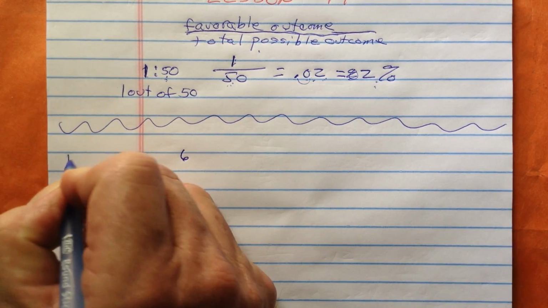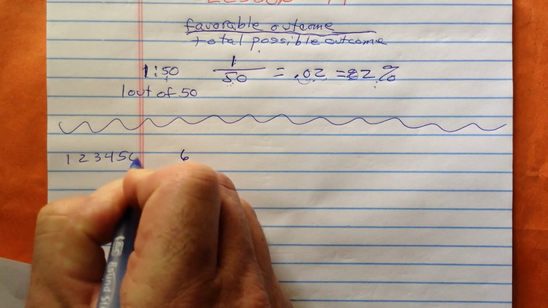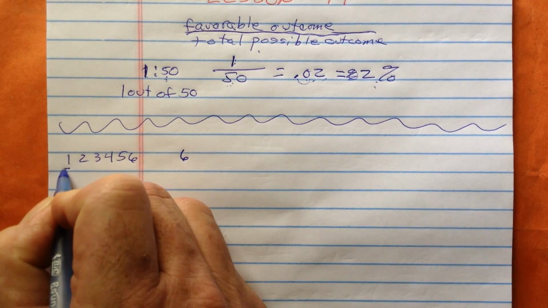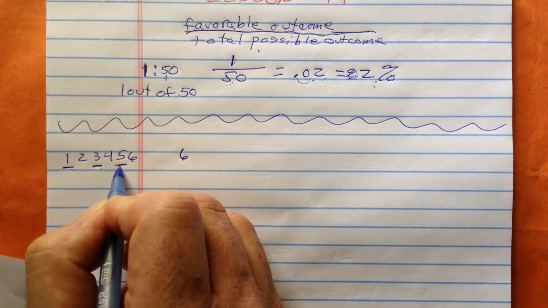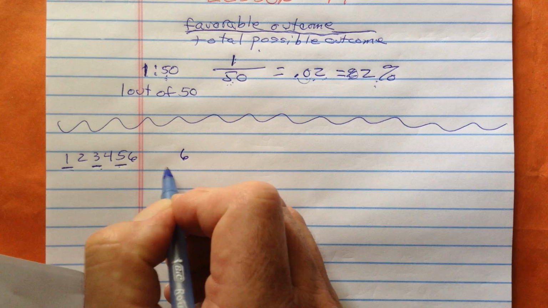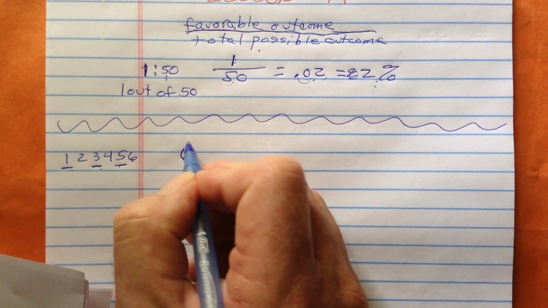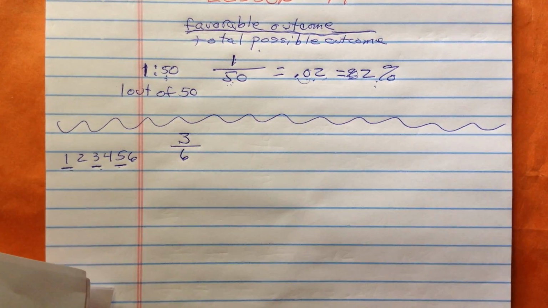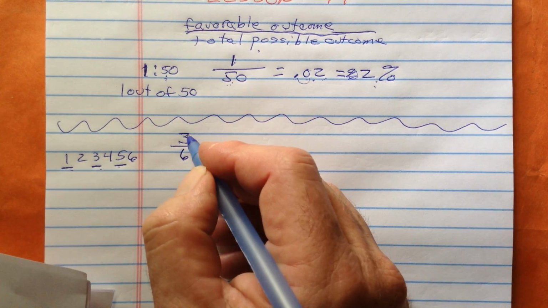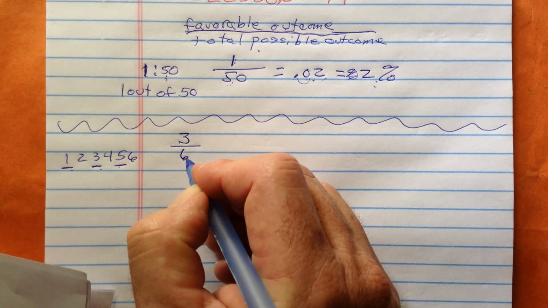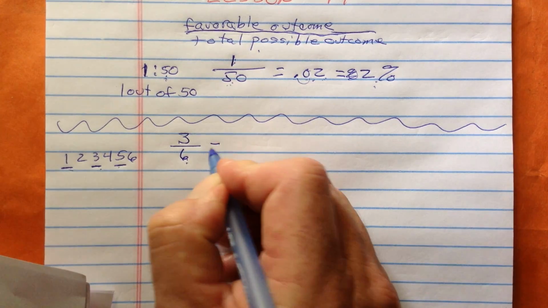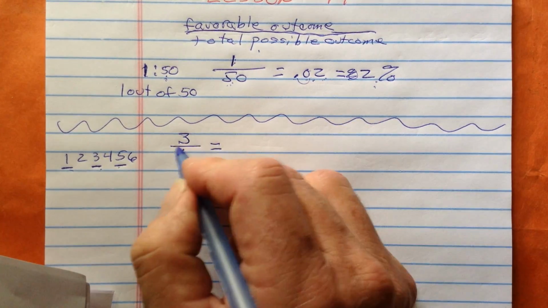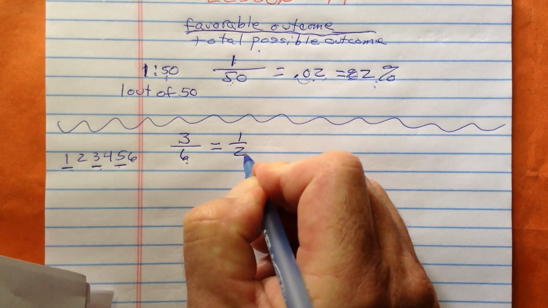Okay, so I've got 1, 2, 3, 4, 5, 6 as possibilities. The odd numbers are 1, 3, and 5, so I have 3 favorable outcomes. Out of the 6 possible outcomes, 3 of them can occur. So the fraction is 3 out of 6, or my odds are 3 over 6. Now this can be reduced. If you don't see that as an answer, it can be reduced down to 1/2.